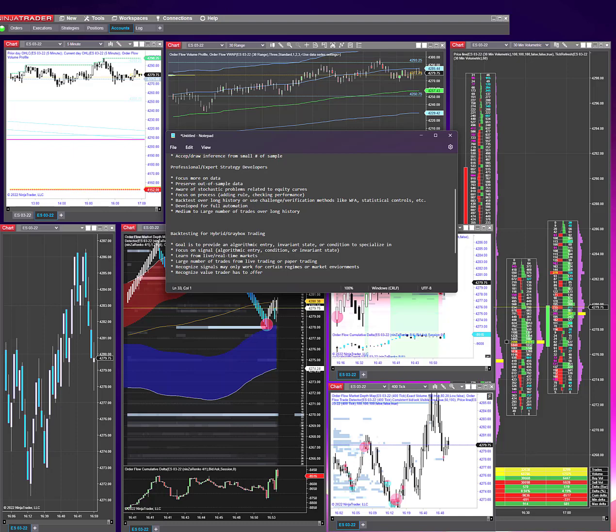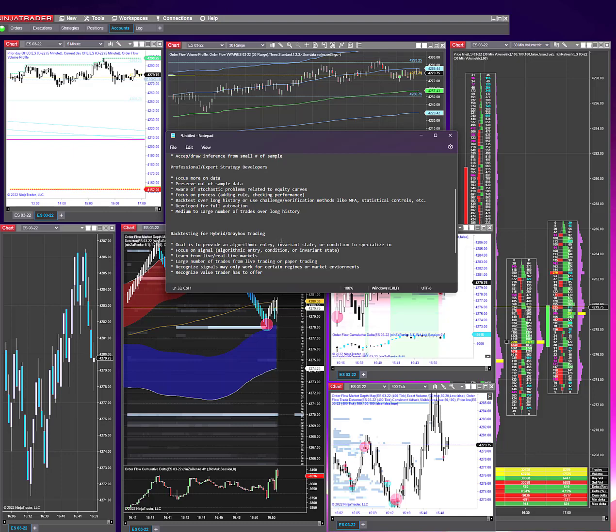And this is the group where I think can really benefit from hybrid or Graybox trading, because the idea behind hybrid and Graybox trading is that we give structure to the program by providing only certain conditions when that trader can trade. So we limit the trading, okay? And we do that through algorithmic entries, which we presume to have some edge in some environments, invariant states, or specialized or specific conditions, right? So that the trader can only trade in these conditions.